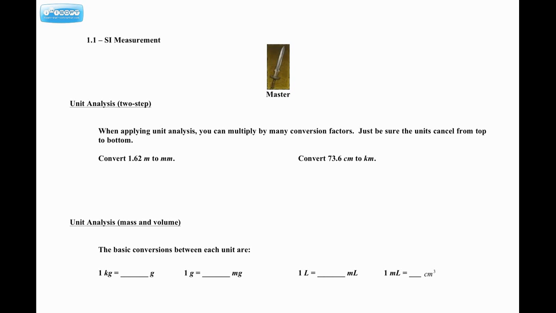All right, Chapter 1, Section 1, Master Level. This is SI measurement. So we're going to continue on with unit analysis, but here it says two-step. So you're going to see that when you're using unit analysis, you don't have to multiply necessarily by only one conversion factor. You can multiply by two. In fact, you can multiply by as many as you need.